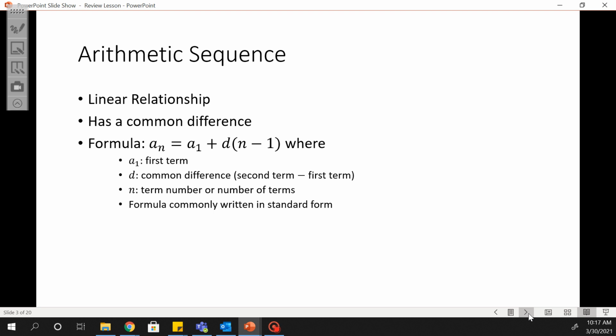The formula to define an arithmetic sequence: an equals a1 plus d times n minus 1, where a1 is the first term, d is the common difference, which you can find by subtracting the first term from the second term, and n is the term number or the number of terms. This formula is commonly written in standard form, so that would mean distributing throughout the parentheses and combining like terms.